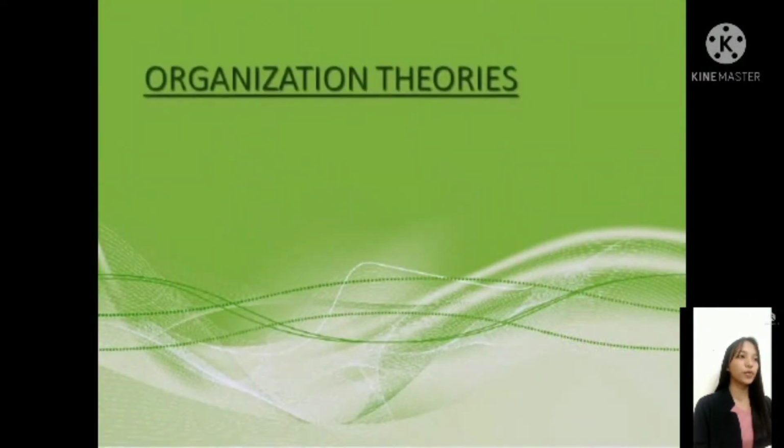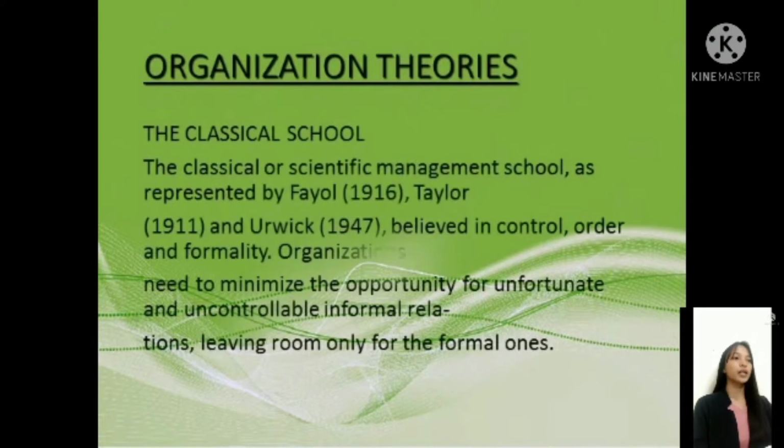The organization theories. The classical school or scientific management school, as presented by Fayol in 1916, Taylor in 1911, and Urwick in 1947, believe in control, order, and formality. Organizations need to minimize the opportunity for unfortunate and uncontrollable informal relations, leaving room only for the formal ones.